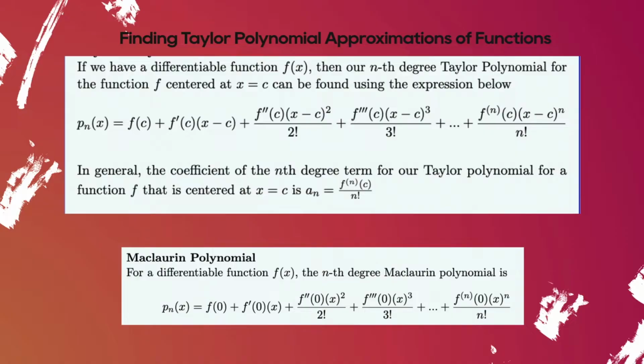Now the Maclaurin polynomial is a special type of Taylor polynomial. Basically, it's just a Taylor polynomial, however the center c is 0. So to find the Maclaurin polynomial, you simply plug in c equals 0 into the Taylor polynomial.